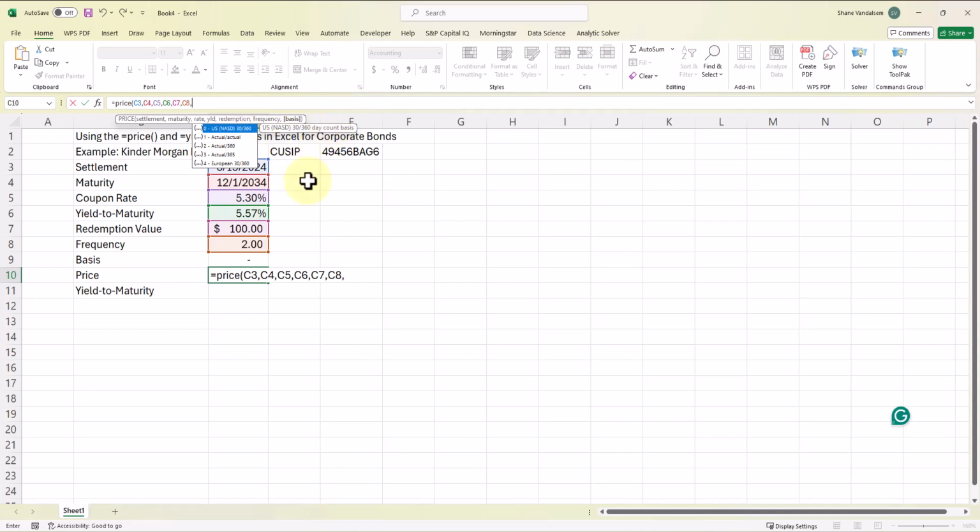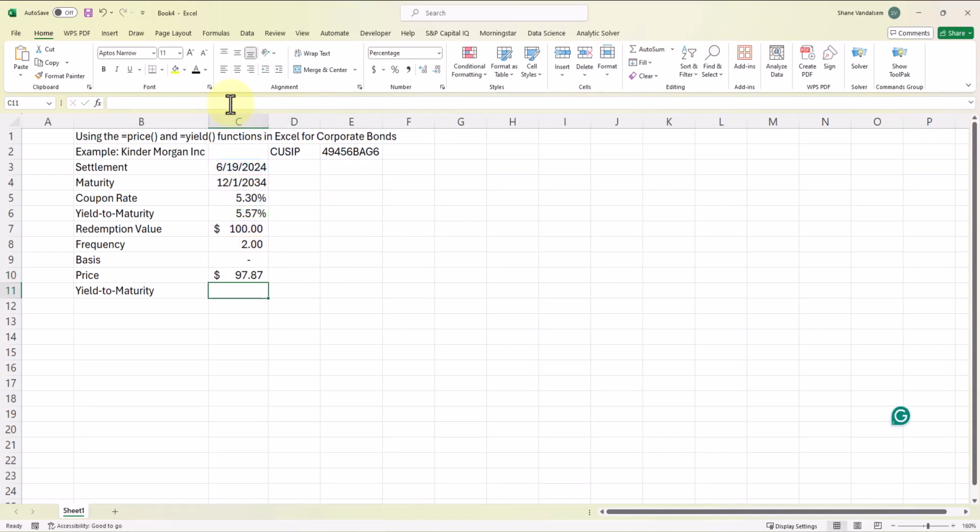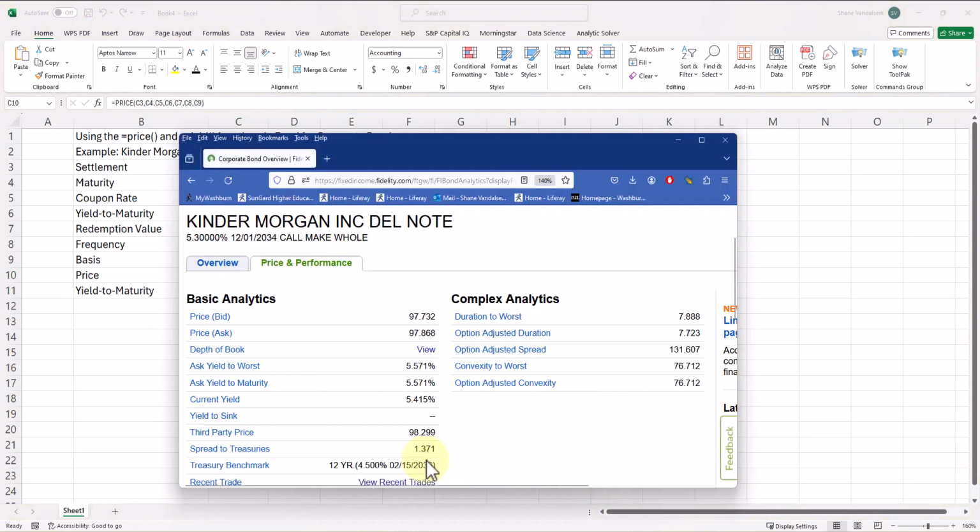So we can just highlight the basis here of 0, and then we can close our parentheses out, and we get a price of $97.87. Now let's compare that to what is out here on Fidelity, and it is the same. So 97.868 or 97.87 there.